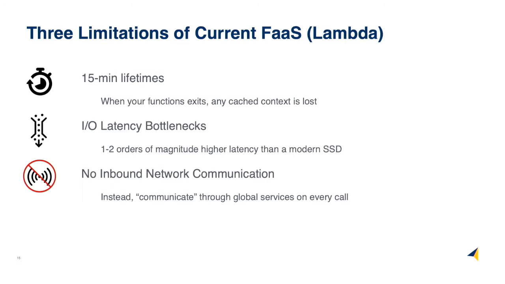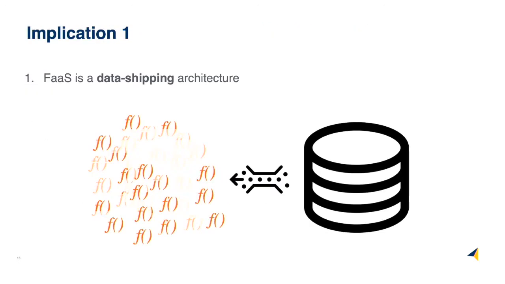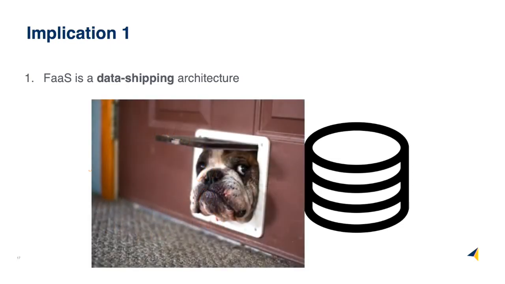Okay, so let's see what these limitations lead to. Implication number 1 of all this is that the current FaaS services are data shipping architectures. And this is like old database wisdom that I was taught in graduate school in the 1990s, which is: you should push your code to your data, not suck all your data out and give it to your code. This is just bad architecture because you are trying to push a large thing through a small hole. You should push the small thing through the small hole instead.